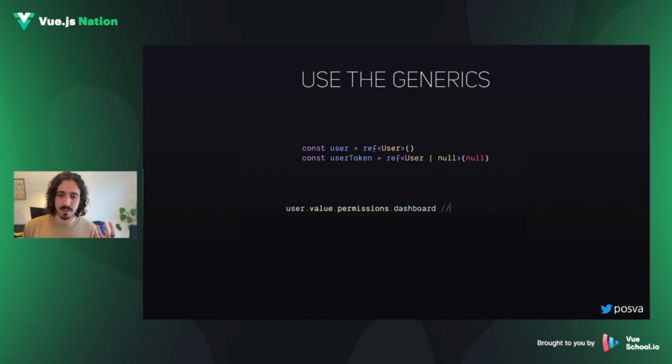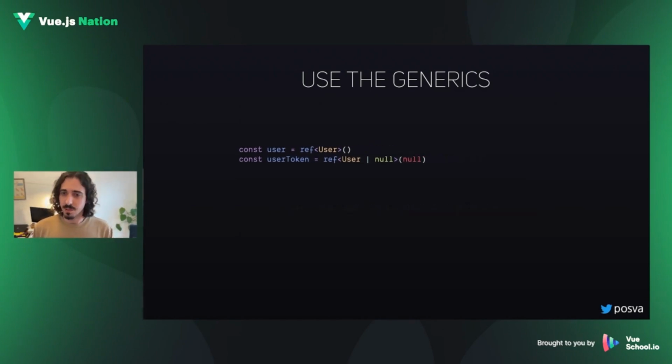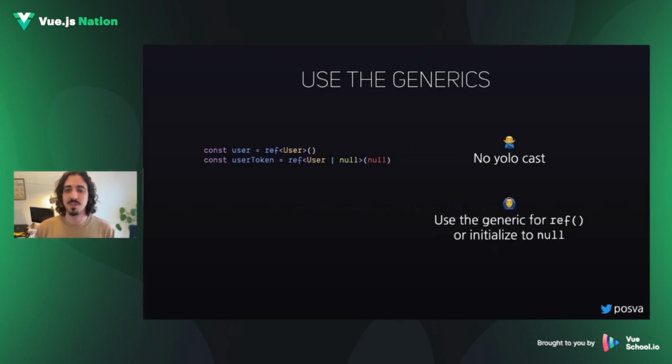Now, if we try to access anything, we'll have a TS error. So at least we'll catch that before running into the error at runtime. So the recommendation is very simple. Just don't YOLO cast, okay? And use the generics refs and pass the type param correctly.